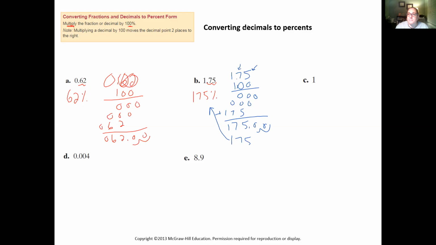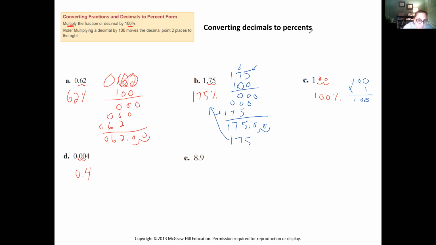For this one, our decimal is here. So 1, 2 would be 100%. And the blue is easy for that one. 100 times 1. Right here, even though it's a decimal, like a really small decimal, you still just move it 2 to the right. And even though it doesn't become a whole number like A, B, and C, like 62%, 175%, it's still correct. So we would get 0.4 for D.